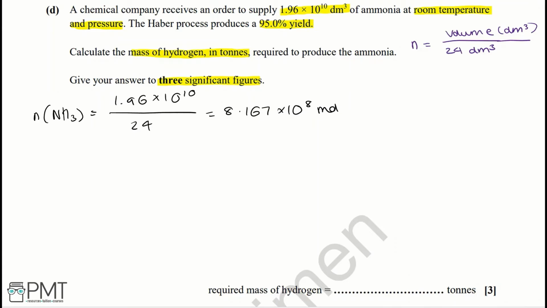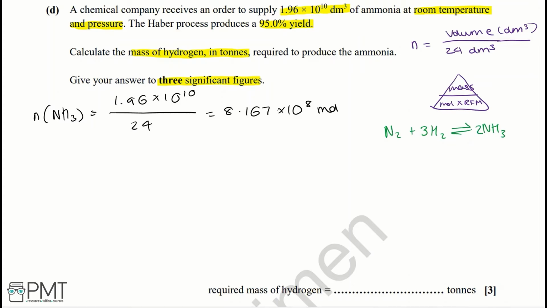And then using the equation triangle of mass equals moles times relative formula mass, we can work out hydrogen after we've scaled the moles. So the equation is N2 plus 3H2 goes to 2NH3.